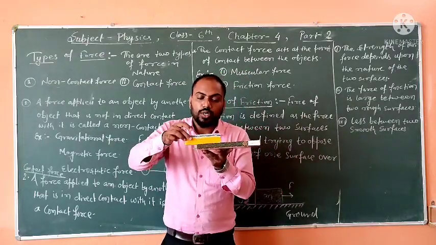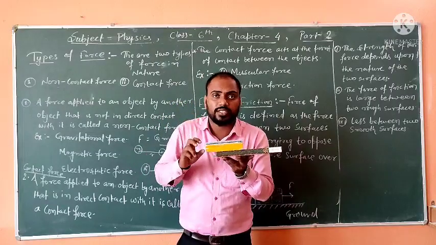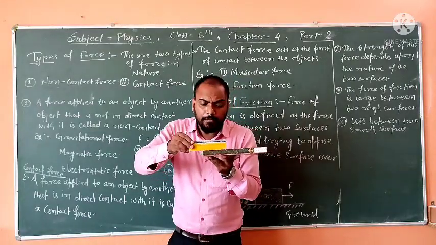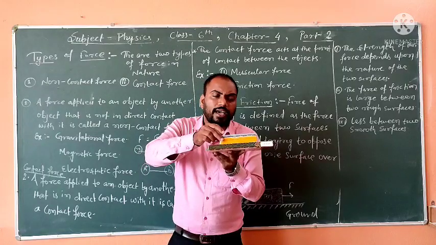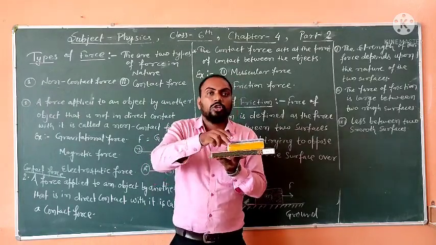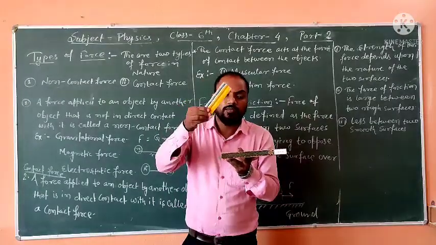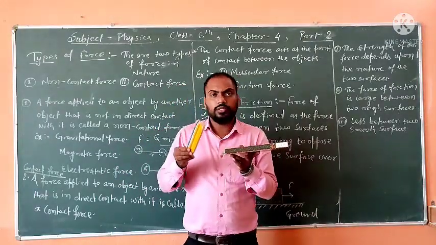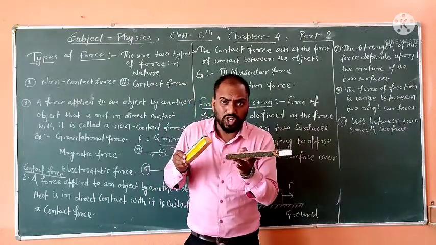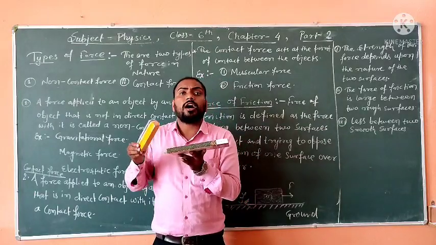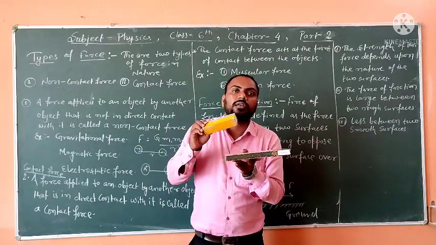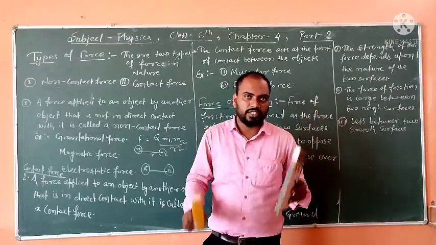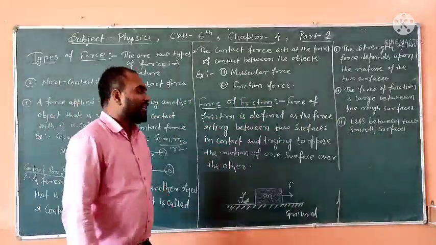So force of friction is that force which opposes the relative motion. If I am moving the duster in the forward direction and the diary moves in the backward direction, the motion of the duster in the forward direction will be opposed by force of friction, while the motion of the diary in the backward direction will be opposed by the duster. Do you understand? That's why it is said that relative motion is opposed by force of friction. I hope you are able to understand this topic clearly.